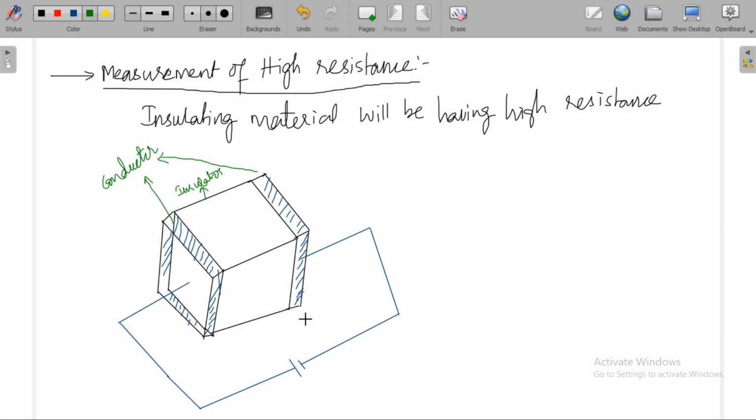Now plus, minus. This will be the direction of current. Then the direction of flow of electrons will be opposite to the direction of current. Then electrons will be flowing from this end to this end, in this direction.